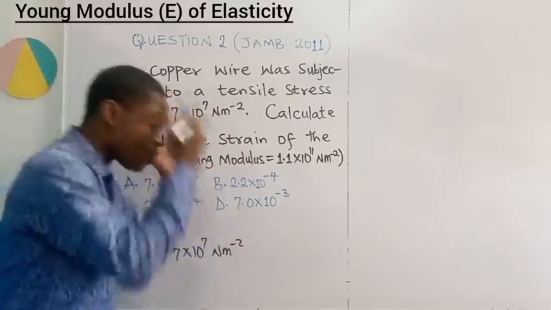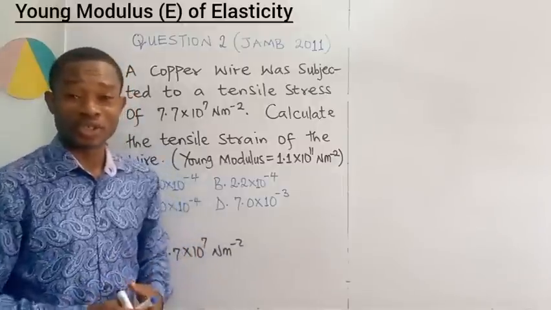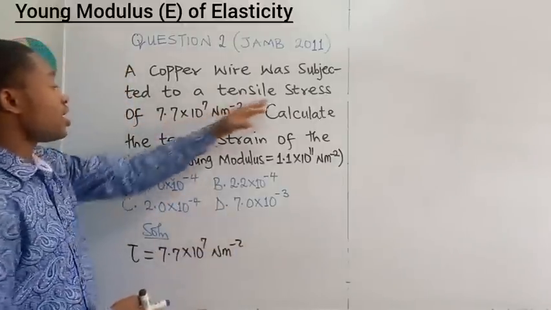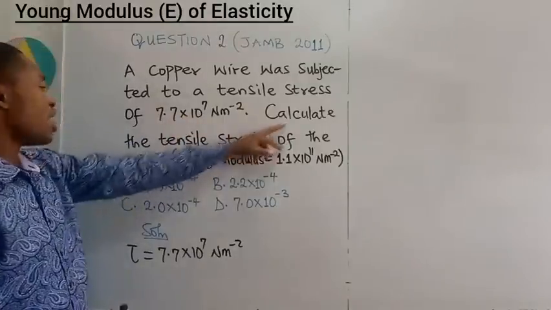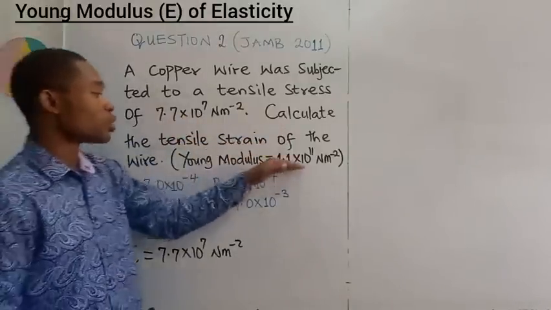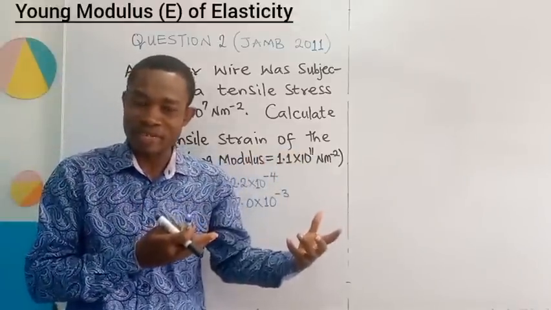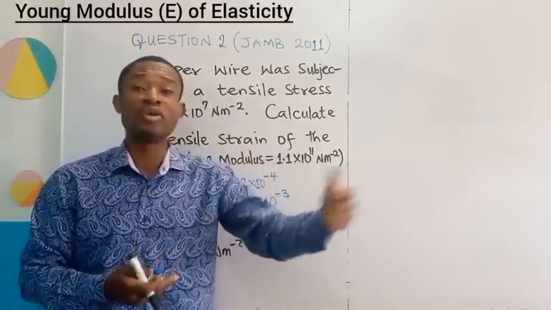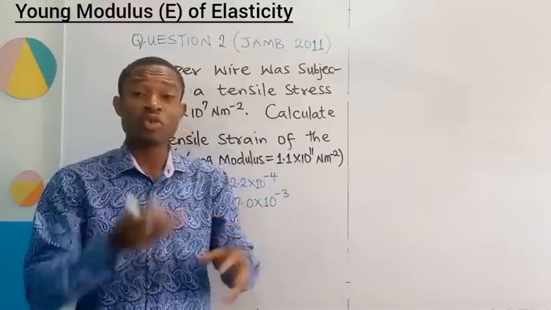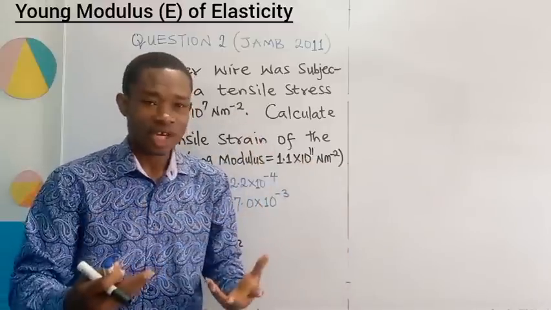You don't even need to write the formula if you don't want to. Let us assume, like in this case, the tensile stress is this. Now I was asked to calculate the tensile strain. Young modulus was given to me. Now I know generally from what we've established already that stress is equal to Young modulus times strain, which means that strain will be stress over Young modulus.